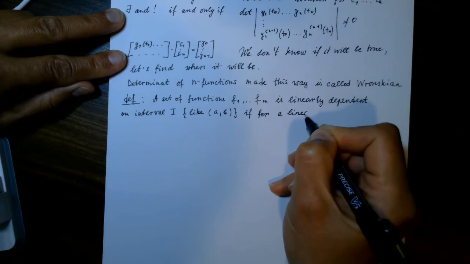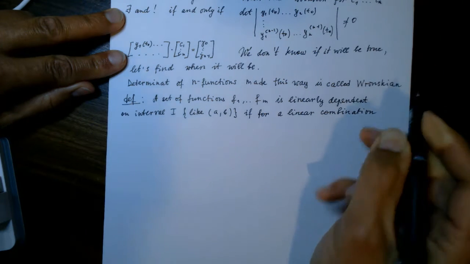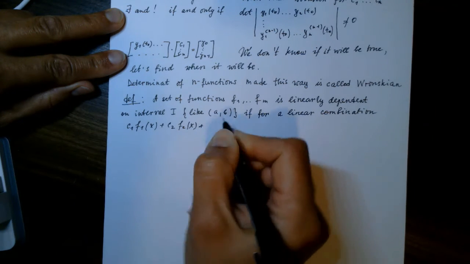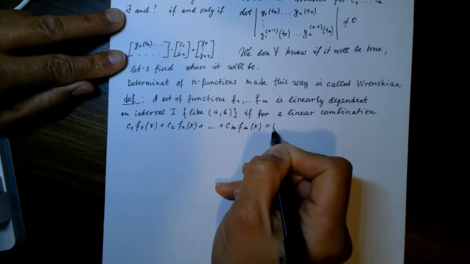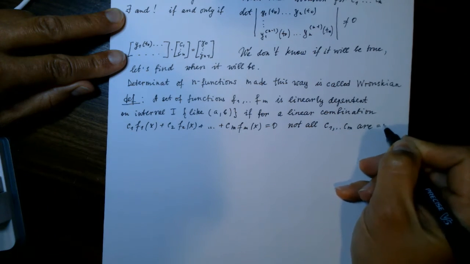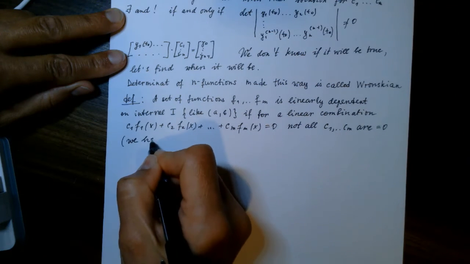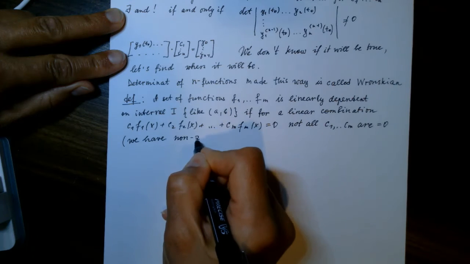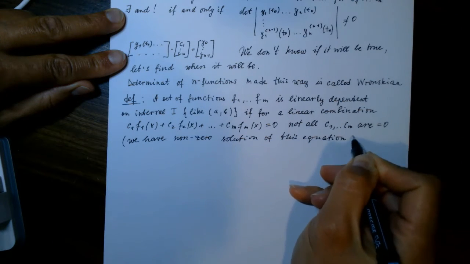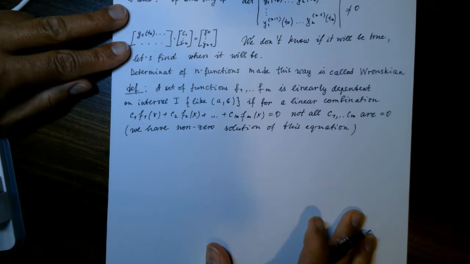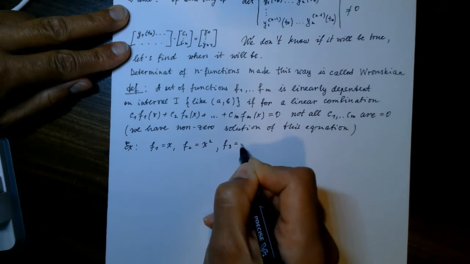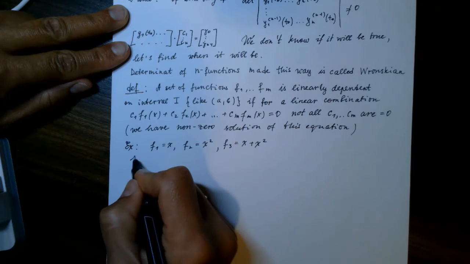So a set of any functions f1 to fm, m functions, is linearly dependent on interval I, and interval I can be from negative infinity to positive infinity, or it can be just between two numbers, if for a linear combination of these functions, where you multiply the first function by C1, the second by C2, and the m-th function by Cm, we have a non-trivial solution. That means not all constants C1, C2, Cm are equal to 0. If we do have a solution which makes this statement true, then the system is called linearly dependent. So we have a non-zero solution of this equation, meaning a non-zero constant set.